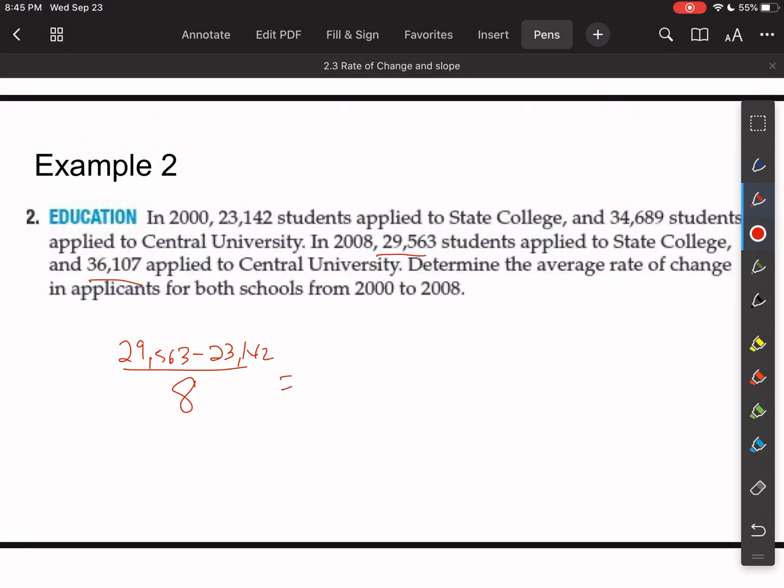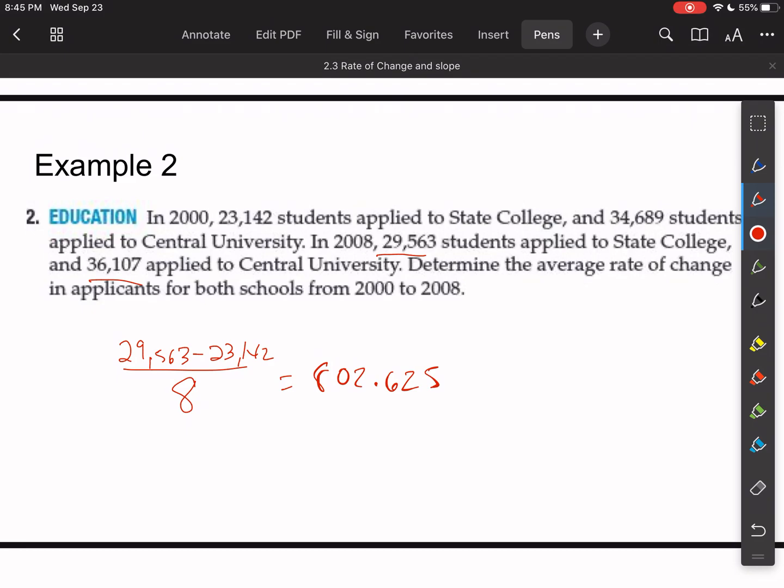Okay, so if I do this on my calculator here, let's just plug that in. 29,563 minus 23,142. Divide that by 8. For this one, I get 802.625.